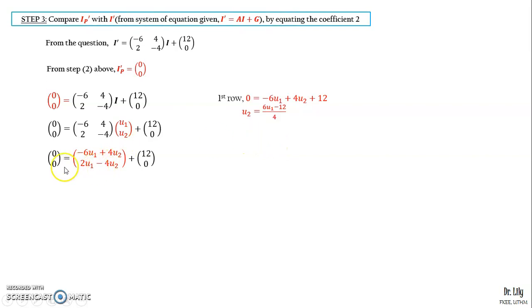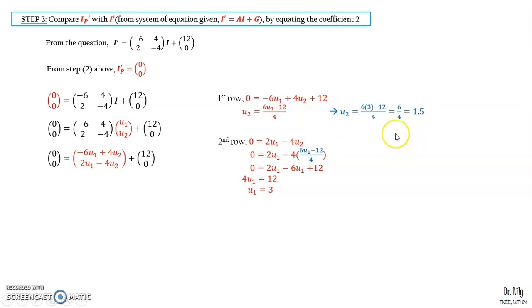Okay, and then we go to the second row. 0 is equal to 2U1 minus 4U2 plus 0. Okay, and then for, after that, you just need to substitute the value of U2 with this equation. So, you ganti U2 dekat sini. And then, 4 dan 4 boleh cancel. So, you akan dapat 2U1 minus 6U1 plus 12. And then, selesaikan U1. You selesaikan, you dah akan dapat U1 sama juga dengan 3. Once you dah dapat nilai U1, ganti balik ke dalam persamaan ini. So, you akan dapat U2 equal to 1.5. So, finally, IP is given by 3 and 1.5.